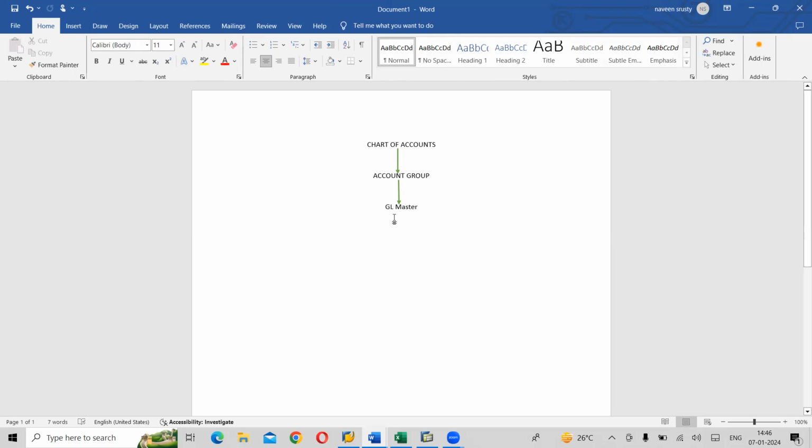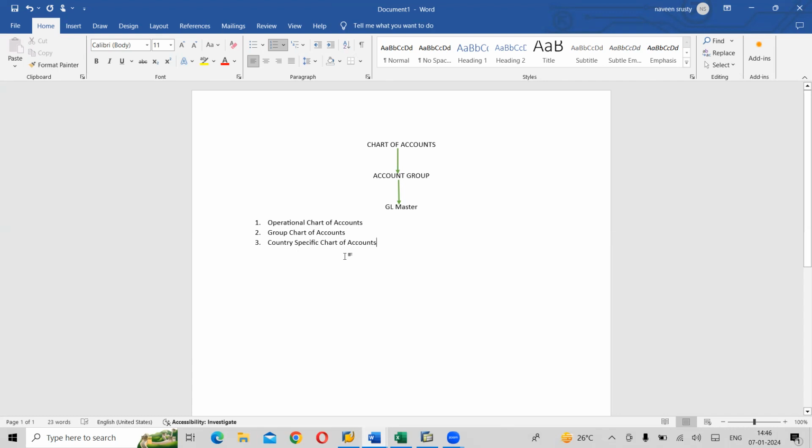We can maintain three types of chart of accounts. How many types of chart of accounts do we have? One is operational chart of accounts, very important. Second, group chart of accounts. Next, country specific chart of accounts. Operational chart of accounts, group chart of accounts, and country specific chart of accounts.